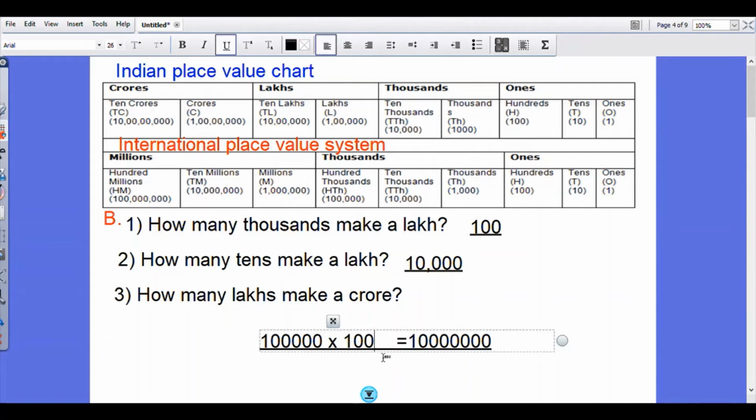If you multiply by 100, you get this: 1, 2, 3, 4, 5, 6, 7. Or here also you can check from the chart. Lakh is here and crore is here. 1, 2. It is 100.